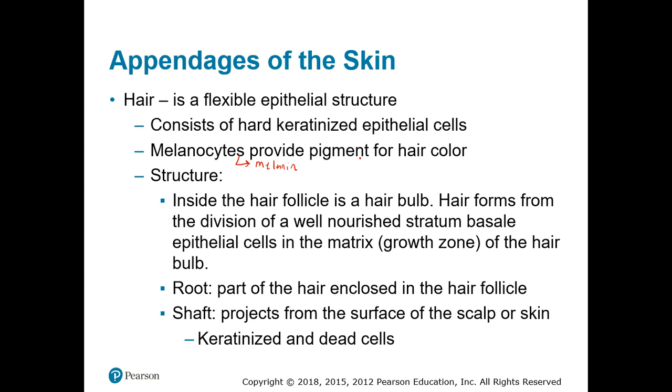Now let's move on to structures of the hair. Inside each hair follicle, which creates the hair, is something called a hair bulb. This hair forms from the division of a well-nourished stratum basale layer. So there it's coming from that base layer of your epidermis. And they come from something called a growth zone, which is located inside that hair bulb. This growth zone is known as a matrix. It gets its name because this is where your hair grows from.